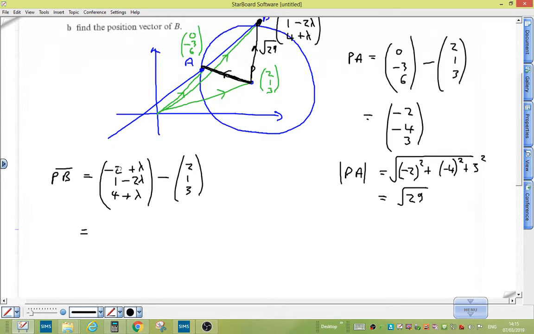So that's now going to give you minus 2 plus that minus 2, which gives you lambda minus 4. This is 1 minus 2 lambda minus that, which gives you just minus 2 lambda. And this bit is 4 plus that minus that, which gives you 1 plus lambda. So I know that vector there in that direction is that. If I modulus that, I will get the answer of what the magnitude should be.